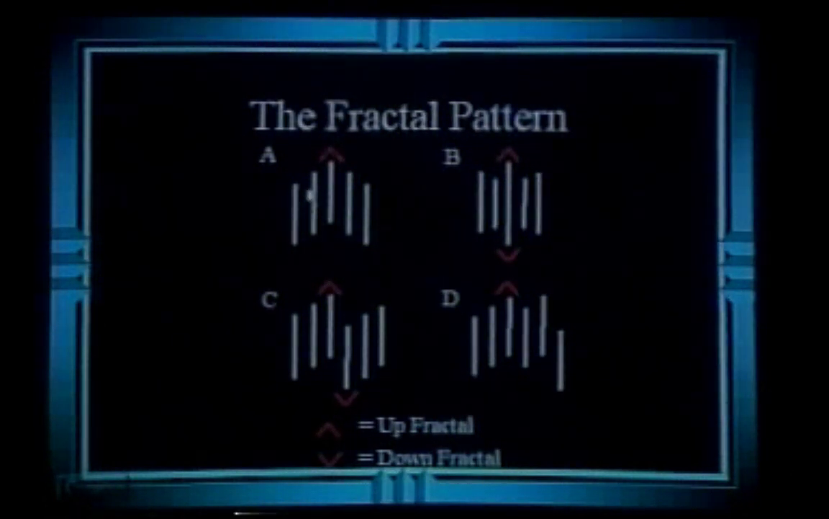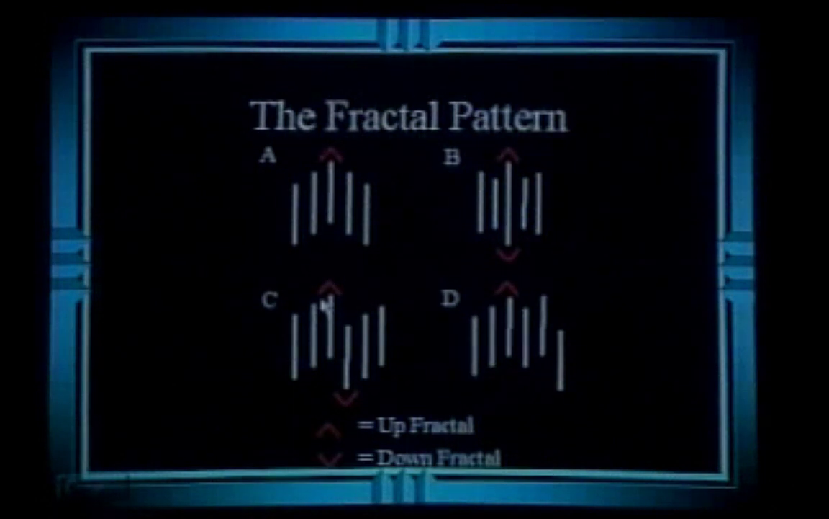And the definition for a fractal, the technical definition, is a series of a minimum of 5 bars where one bar on an up fractal is higher than the 2 preceding bars and higher than the 2 following bars. We also remember from yesterday that you can have a fractal up and a fractal down on the same 5 bars if that middle bar is an outside bar with both a higher high and a lower low than the 2 preceding bars or the 2 following bars.